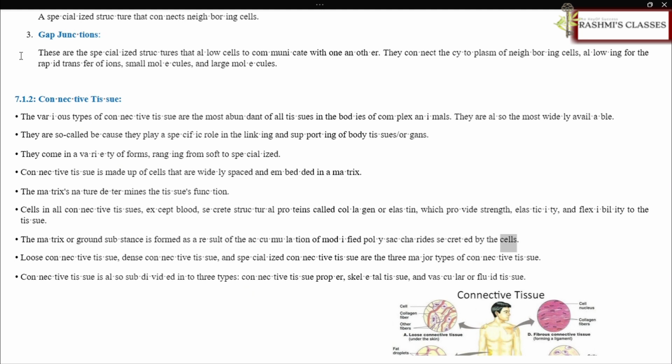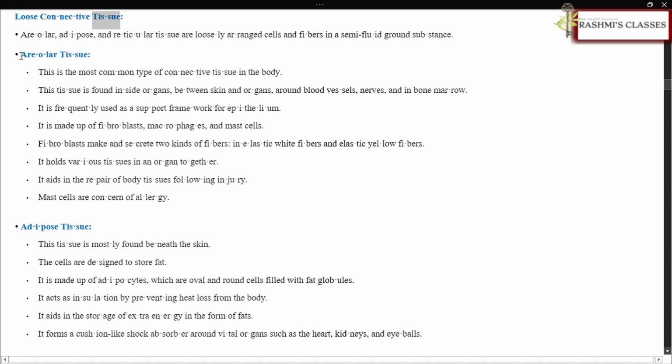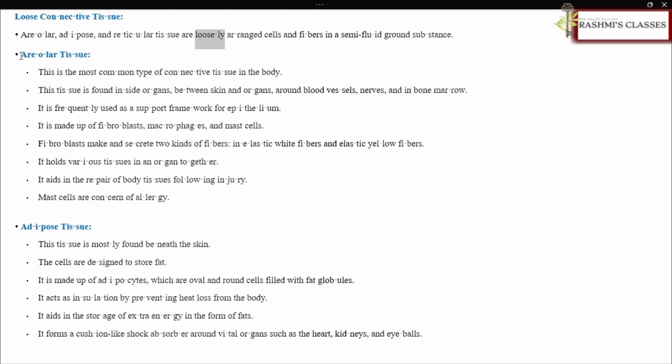by the cells. Loose connective tissue, dense connective tissue, and specialized connective tissue are the three major types of connective tissue. Connective tissue is also subdivided into three types: connective tissue proper, skeletal tissue, and vascular or fluid tissue. Loose connective tissue. Areolar, adipose, and reticular tissue are loosely arranged cells and fibers in a semi-fluid ground substance.